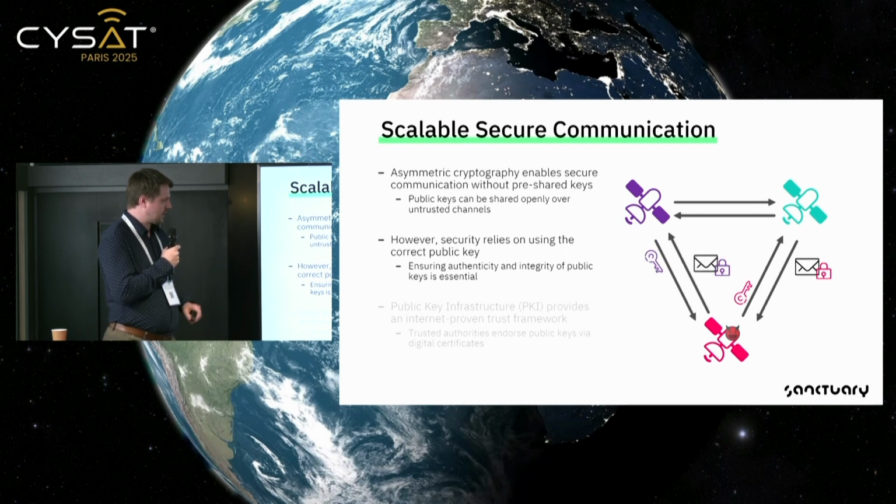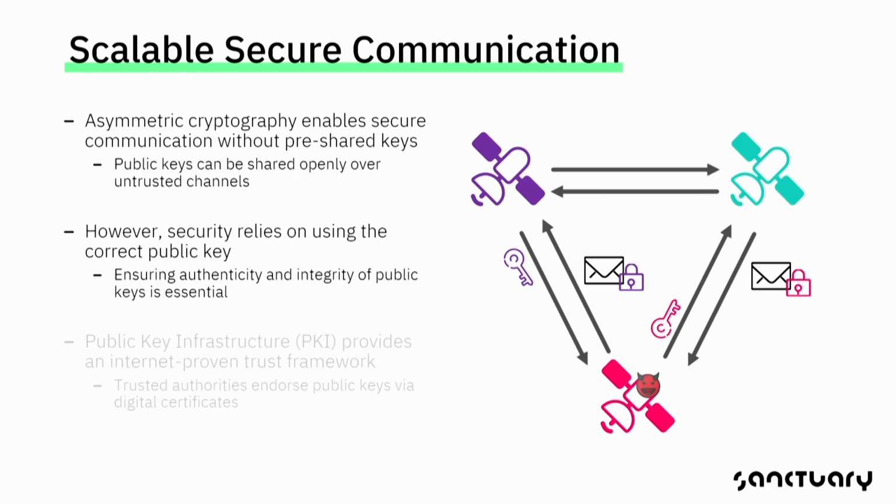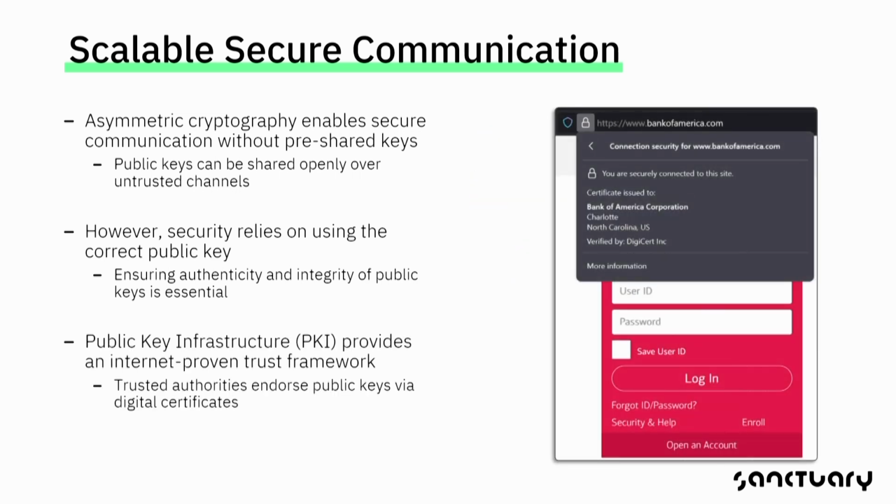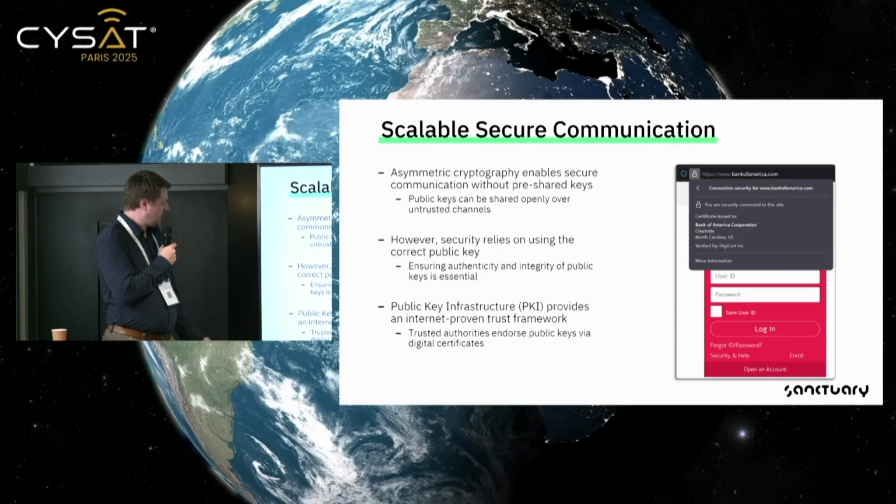And the red guy can even catch the key from the violet one and also forward the message so that you don't even notice the attack. So on the internet, you have the same problem. If you connect to your bank, you want to make sure that you're actually connecting to your bank and sending your login data to your bank, and not some cyber attacker. So the problem is not new, and the solution from the internet is also the solution that we need for space, and this is the public key infrastructure.